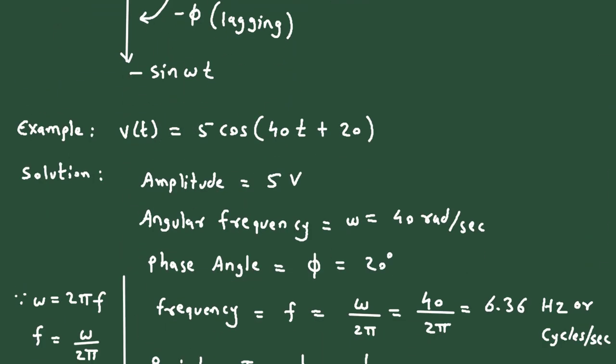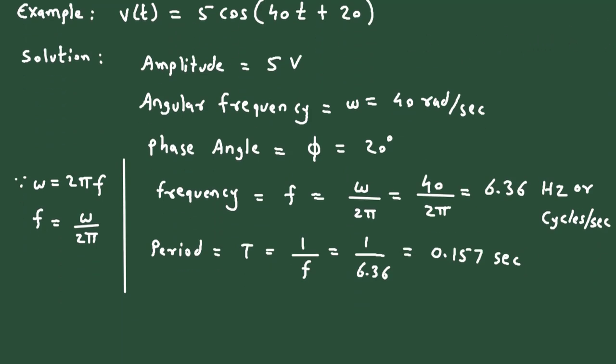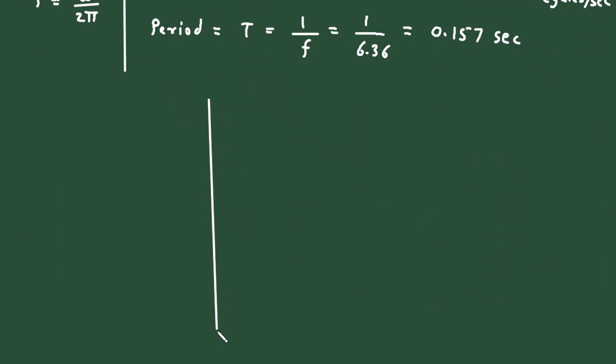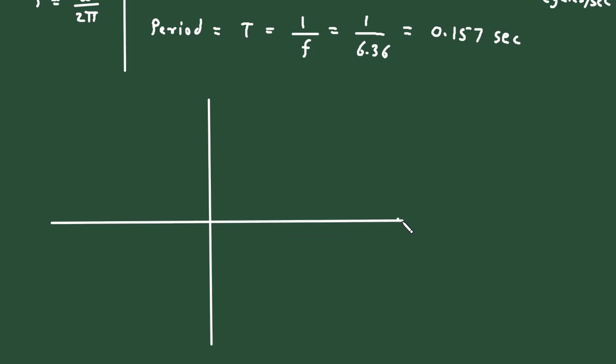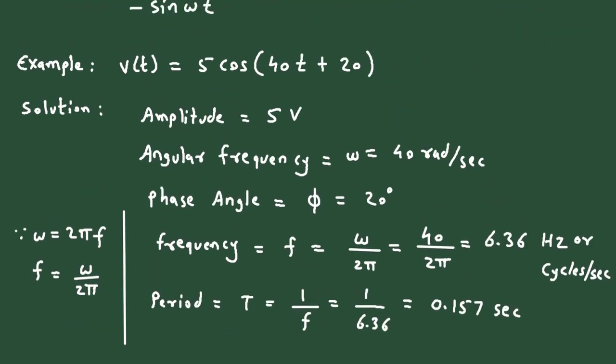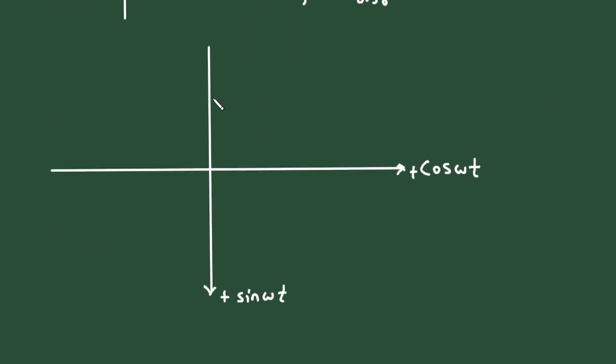So, now we can represent this sinusoidal function by its graphical representation. So, again, let's draw the graph. On this x-axis, this is plus cos omega t, and on this y-axis, this is plus sin omega t. Now, here we can see the amplitude is 5 volt. So, let's draw a circle of radius 5. Let's say this is 1, this is 2, this is 3, this is 4, and this is 5. So, the circle will be something like this.